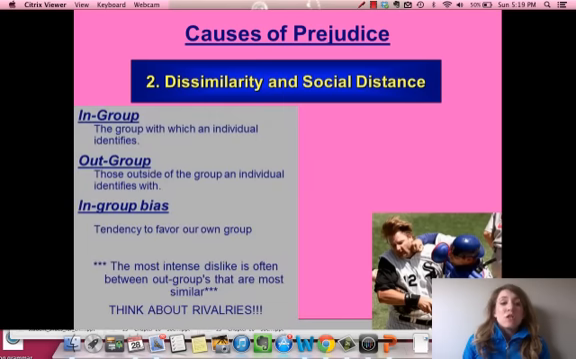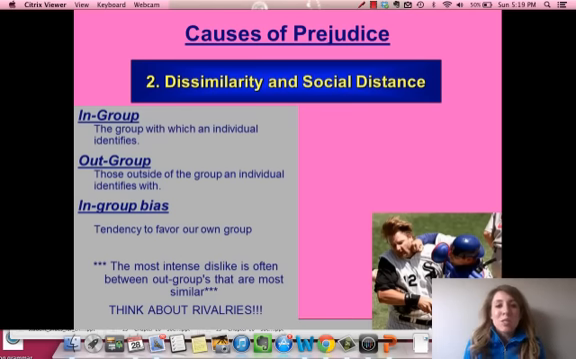Dissimilarity and social distance. So there's two groups, right? You have your in group, it's the group you're in, and the out group, it's the group you're not in, right? So your in group is either the junior or senior class, and the out group is the other one, depending on what year you're in. And surprise, you tend to feel biased towards your own group. So when you were a junior, juniors were the best. But now that you're a senior, seniors rule, right? So you like whatever group you're in, okay?